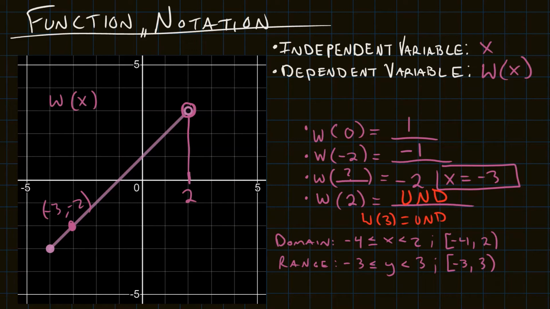Looking more closely at the domain, we can see that the only x values we can use are from -4, including -4, only up to 2, but not including 2. That's why w of 2 was undefined. In interval notation, we see a bracket with -4, comma, 2, with parentheses. Our range went from -3, including -3, but strictly less than 3.